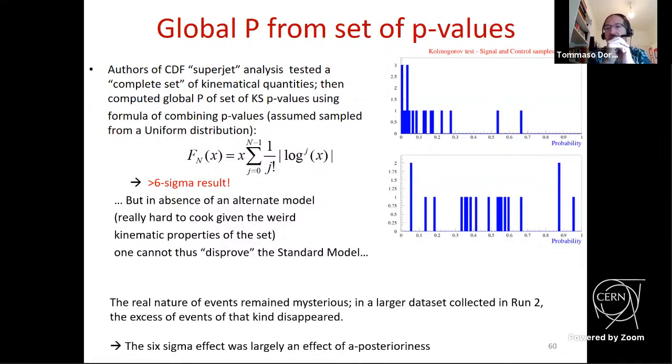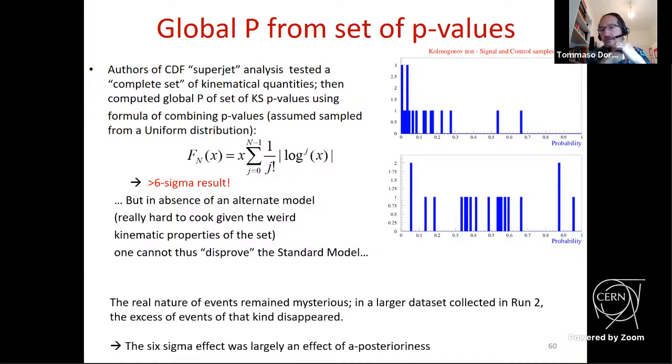But the point here is that it is found by a mechanism of a posterioriness, so scanning for overdensities in the data, right? Yeah, but it is correct to say that it is a statistical fluctuation. But if you reason only on this ground and you say it's a fluctuation, okay, but a 6 sigma fluctuation is really very, very rare.